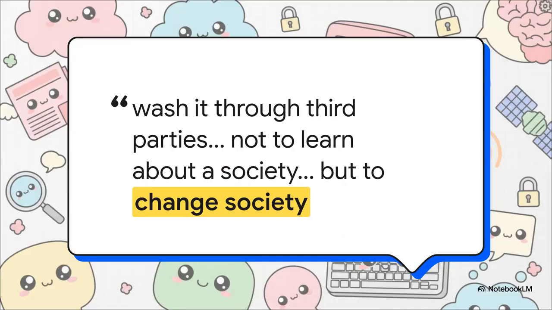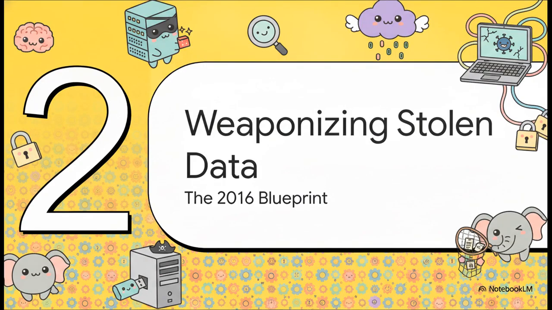Former CIA and NSA chief Michael Hayden hits the nail on the head regarding this monumental shift. He points out that you take hacked information and, well, you wash it. You launder it through digital third parties like WikiLeaks or random online forums. And you do this not to understand the target society, but to fundamentally change it. It takes what used to be standard international espionage and morphs it into the most successful covert influence campaigns we've literally ever seen.